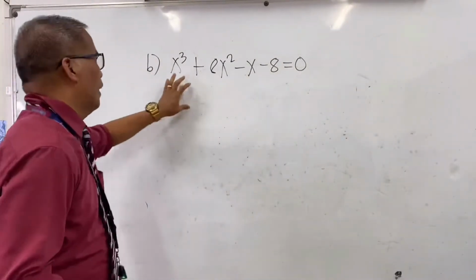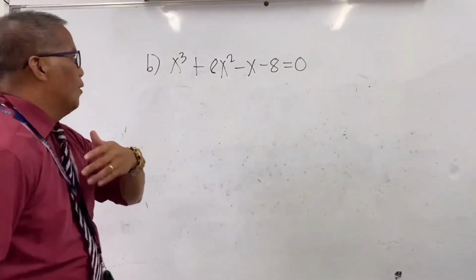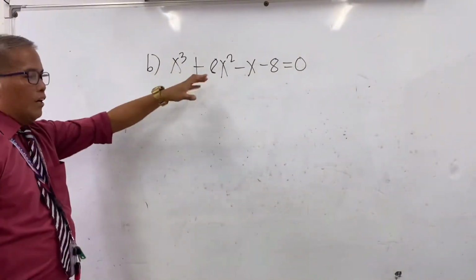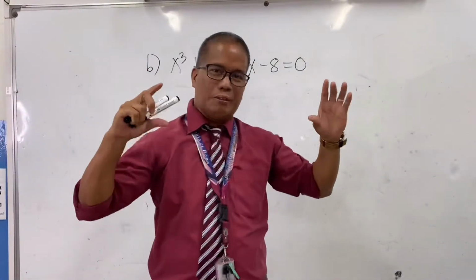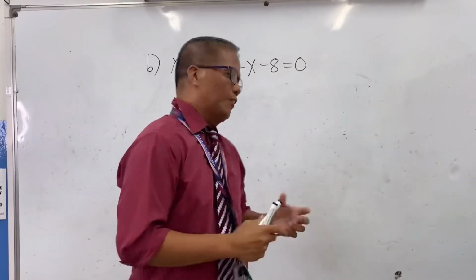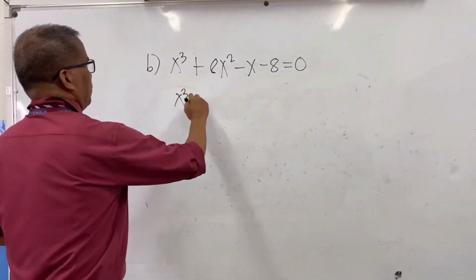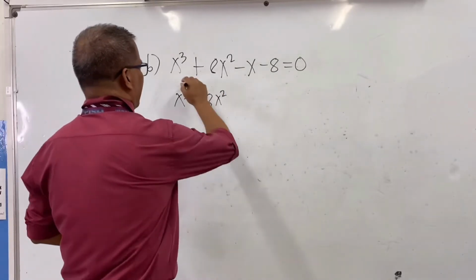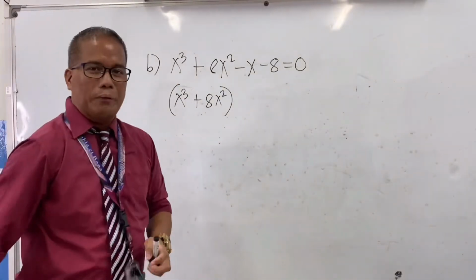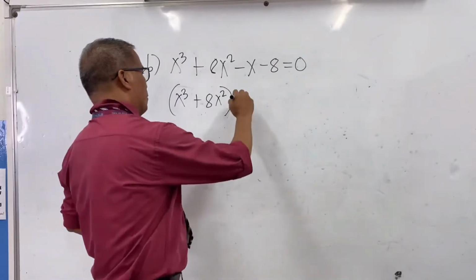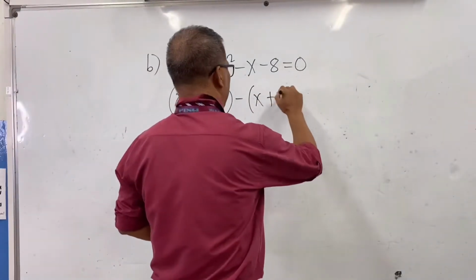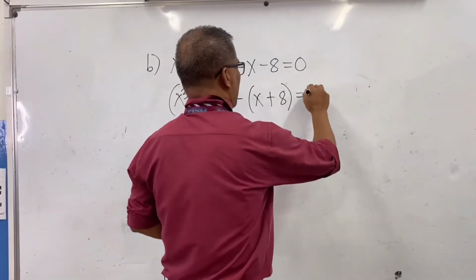So there are 4 terms. Now, to solve this equation, we are going to use grouping. So we need to group the terms. The first group will be x cubed plus 8x squared. So this is our first group. Then the second group will be minus x, then plus 8 is equal to 0.